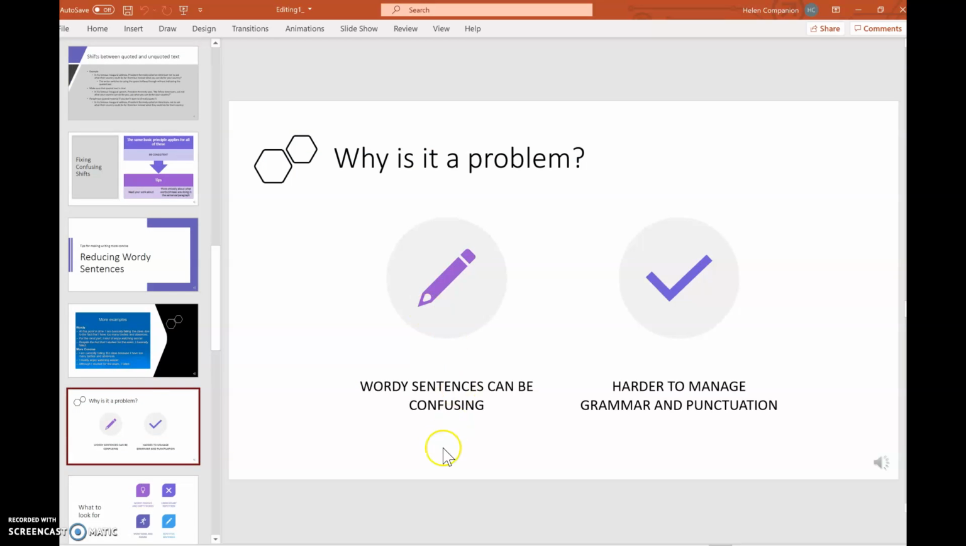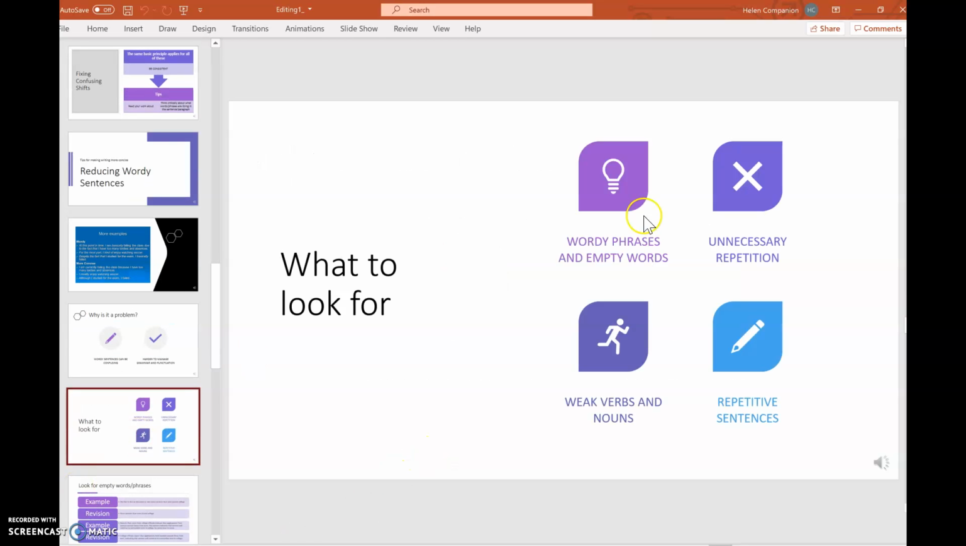So why are these a problem? Well, wordy sentences can be confusing. It's also a lot harder to manage your grammar and punctuation, your sentence structure, when you have all those words. The fewer words you have, the easier it is to figure out where your subject and your predicate are, and the easier it is to figure out if you need commas. So what do you look for? Wordy phrases and empty words, unnecessary repetition, weak verbs and nouns, or repetitive sentences.